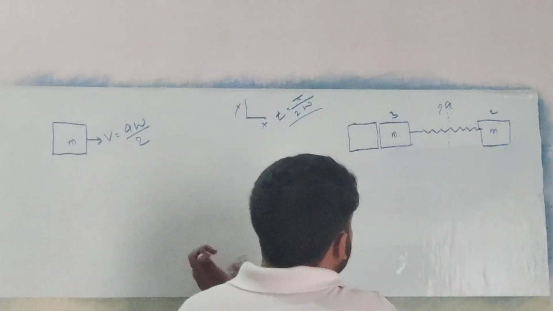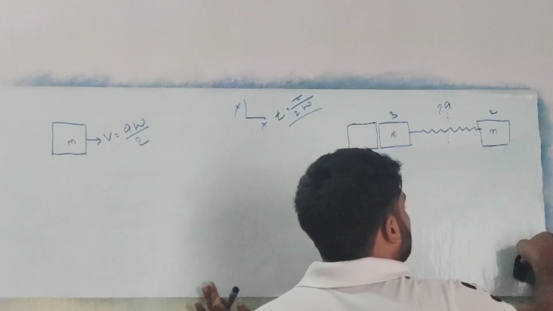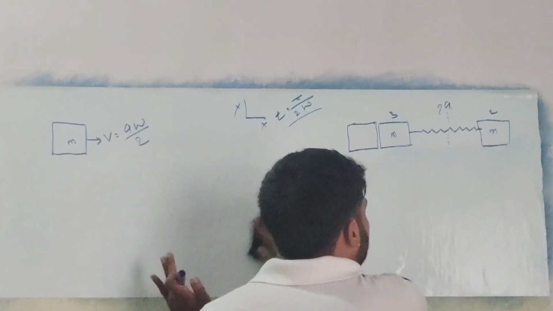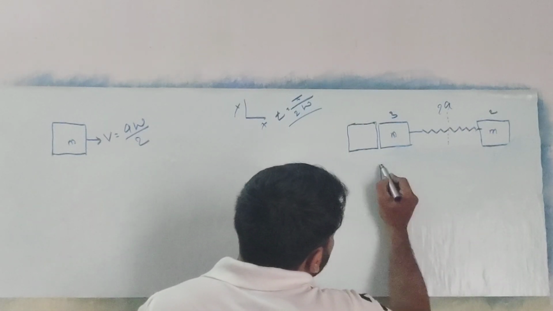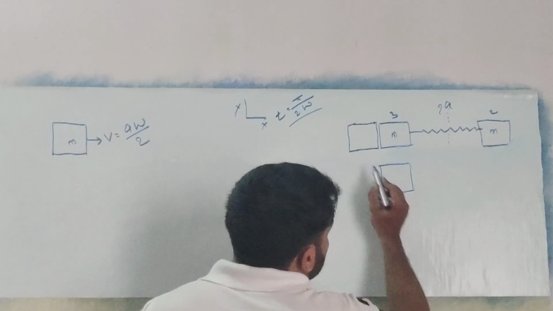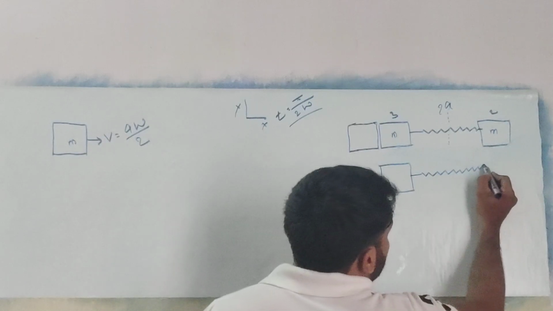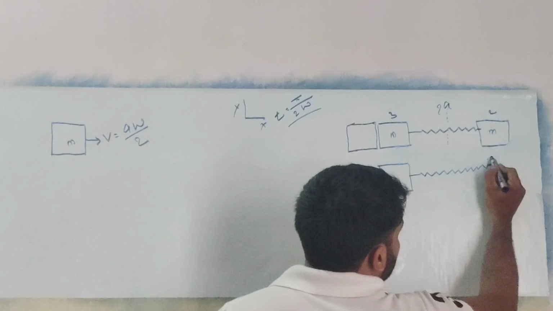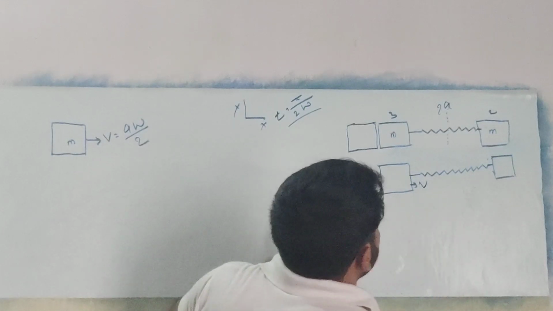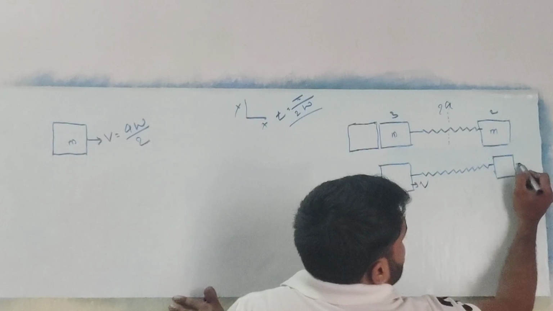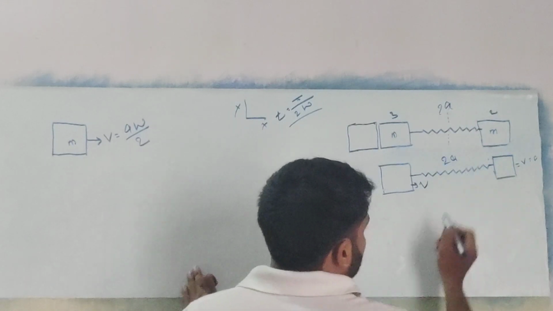So now what will the final situation be? Our final situation will be just after collision. This block is moving with velocity v, because velocities have been interchanged, and this block is at rest, and the expansion of the spring is 2a.